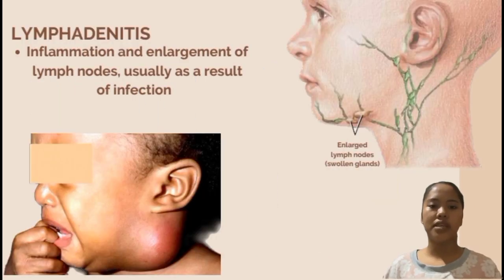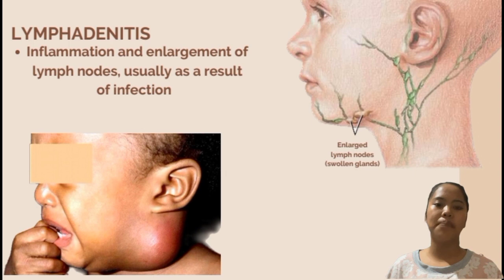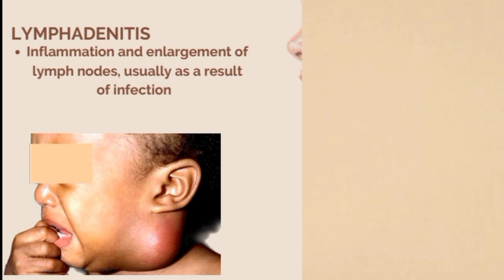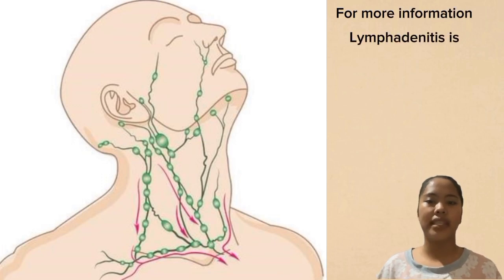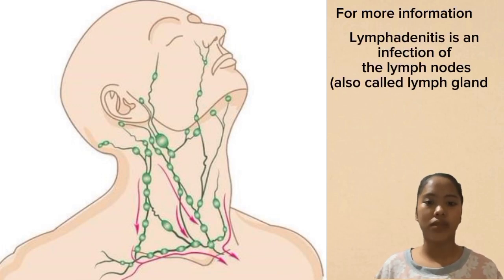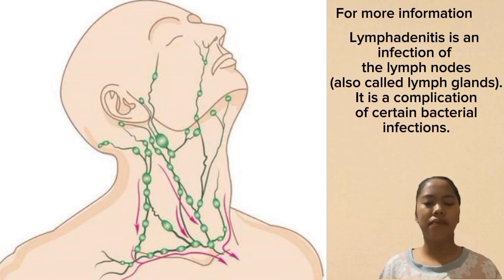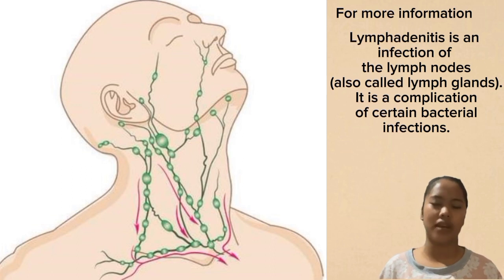So let's proceed to the lymphatic disorders and immunity. The number one disorder is lymphadenitis. When we say lymphadenitis, it is the inflammation of lymphatic vessels as a result of bacterial infection. It appears as painful red streaks under the skin. For more information, lymphadenitis is an infection of the lymph nodes, also called lymph glands. It is a complication of certain bacterial infections.